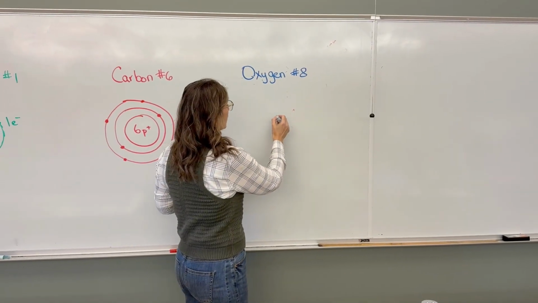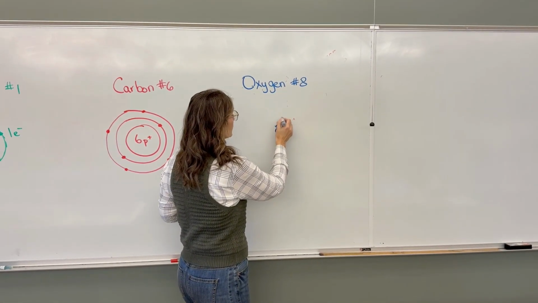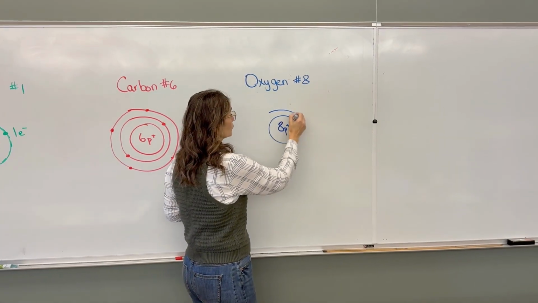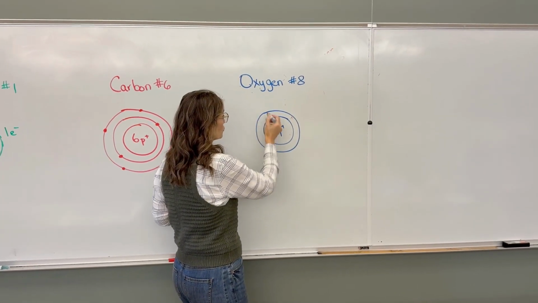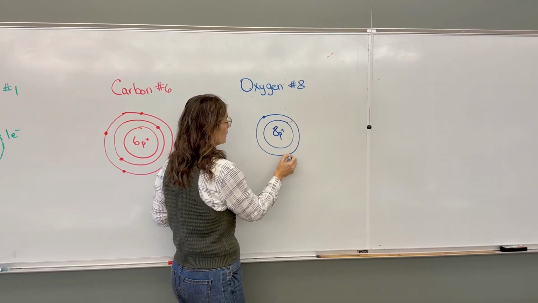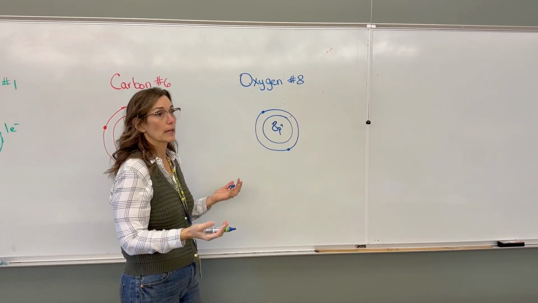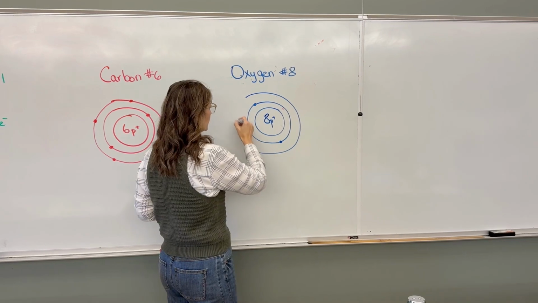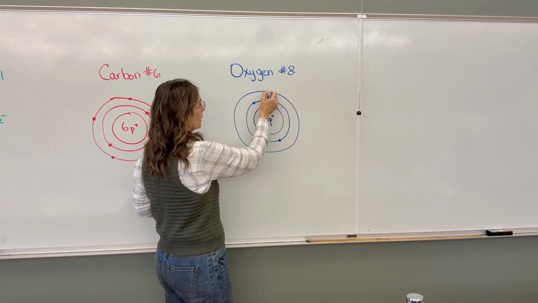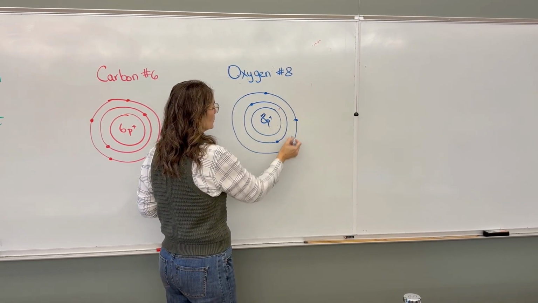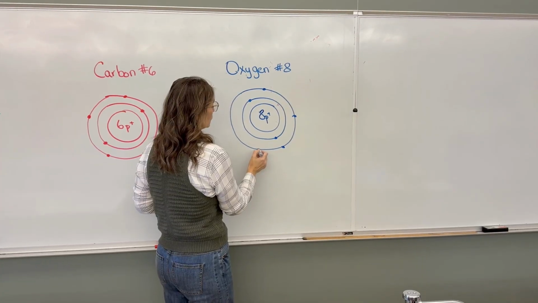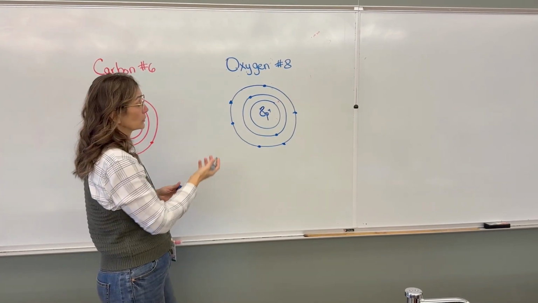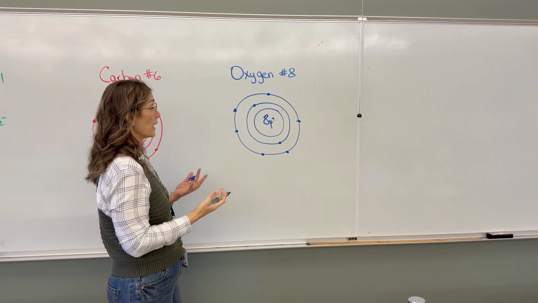And so we're going to put our 8 protons in the nucleus, and then we have to start filling our shells. Our first shell, again, we're going to put our first 2 electrons in the first shell. We have 6 electrons left that we have to place, so we're going to sort of randomly put them out here in the second shell. 1, 2, 3, 4, 5, 6.